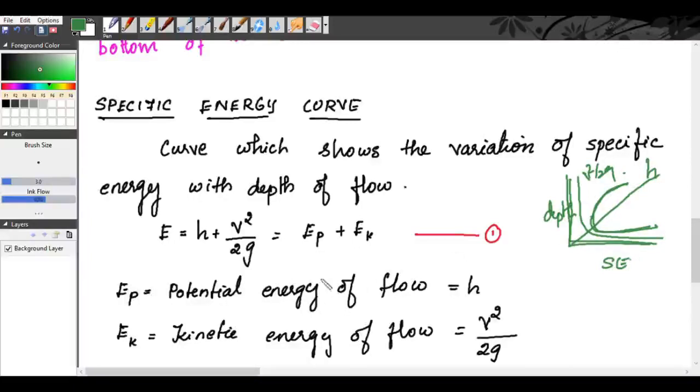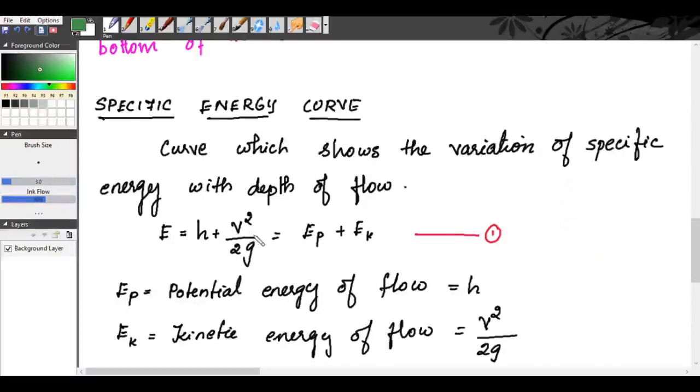Okay. So because H is constant, H will be drawn like this, which makes an angle of 45 degrees with the specific energy axis. We will see it in detail. So E is equal to H plus V square by 2G. H is the potential energy and V square by 2G is the kinetic energy.